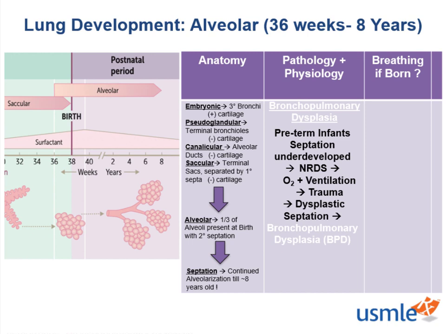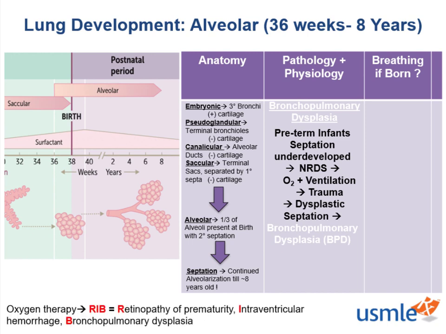This causes respiratory problems and increased respiratory-related morbidity and mortality. Fortunately, septation can still occur throughout childhood, even beyond 8 years of age, so children can recover lung function. Overall, it is high yield to know that oxygen therapy in infants can result in RIB: retinopathy of prematurity, intraventricular hemorrhage, and bronchopulmonary dysplasia. Lastly, breathing is of course possible due to more advanced alveoli containing structures being present.